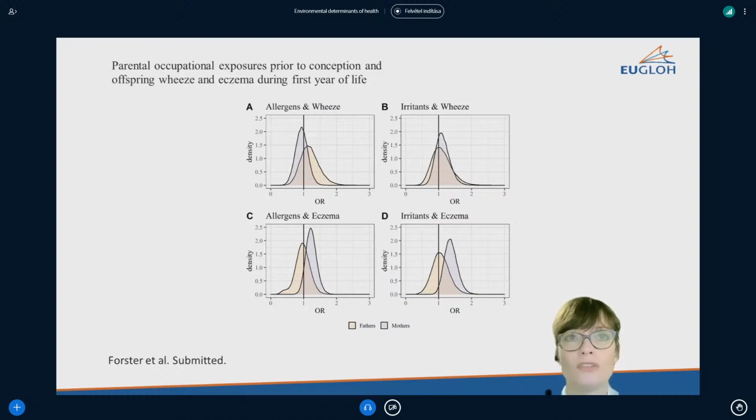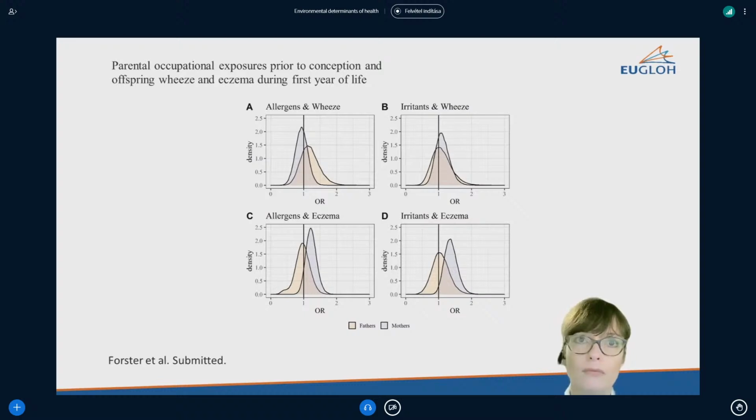Potential confounders or disturbers are also taken into account in these models. The upper panel shows the results for symptoms of wheeze as one marker of asthma during the first year of life. If any, the paternal exposure to allergens is associated with wheeze of the offspring.